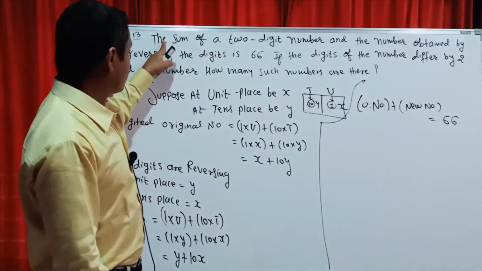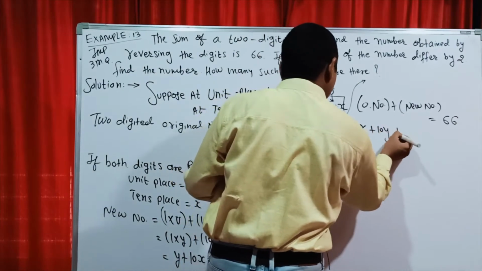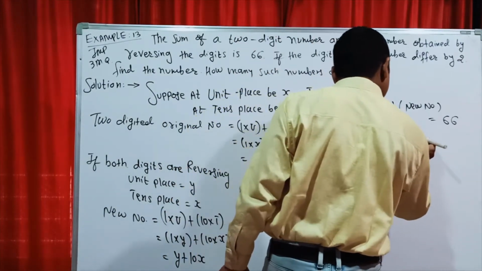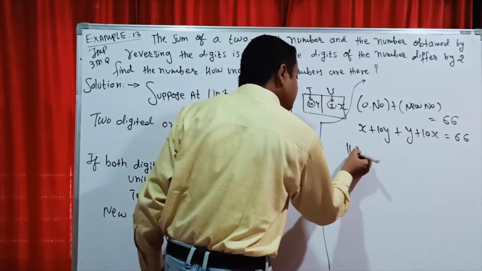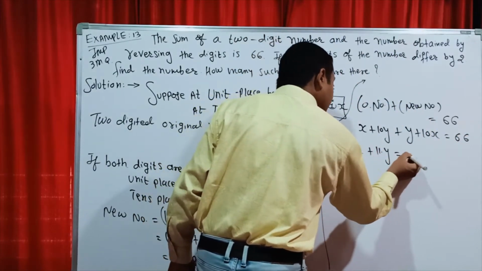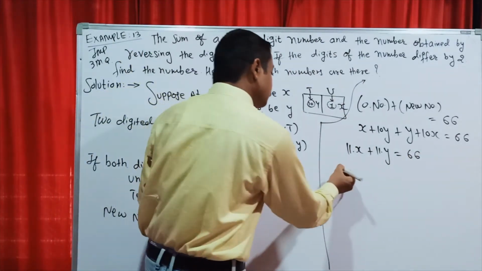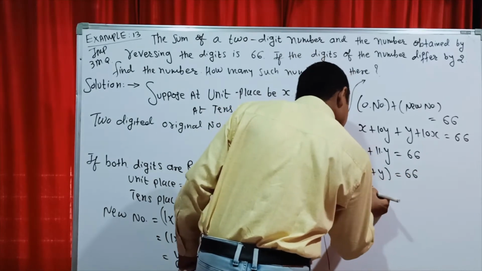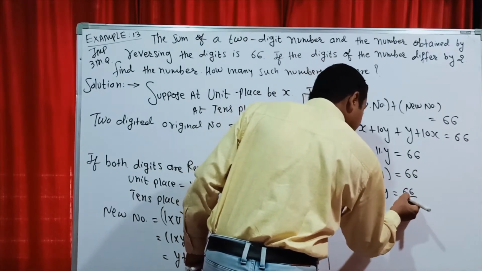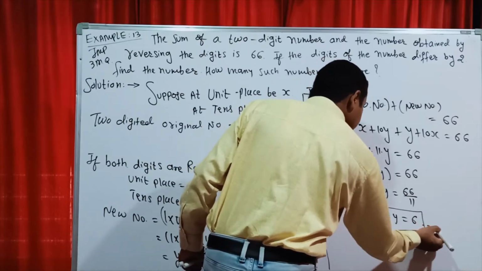Original number first: x plus 10y. And the new number is y plus 10x. So definitely you get 11x plus 11y equals 66. Now 11 is common, so you get x plus y is equal to 66 by 11. You get only 6. That's my first equation.